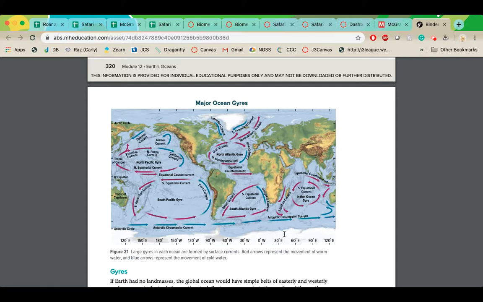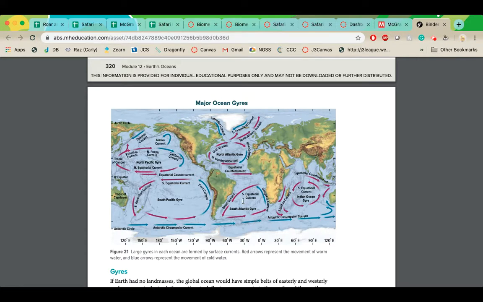You can have the westerlies or the easterlies. You can have the trade winds affect it. You can have landforms that the currents run into, so then they hit into the land and go a different direction. You can even have large effects like the Coriolis effect, which affects very large objects.